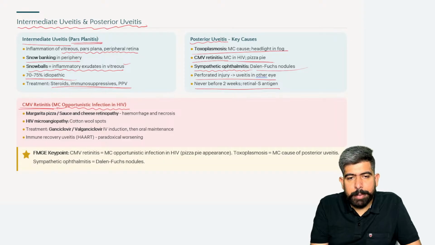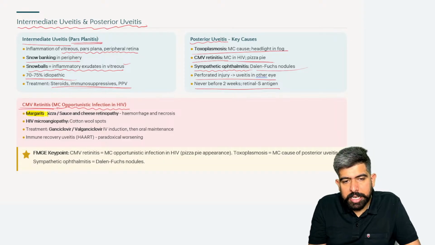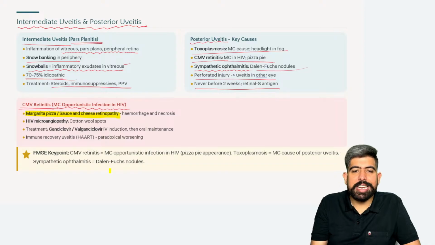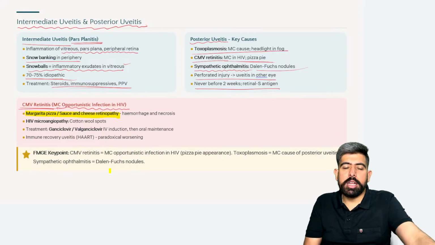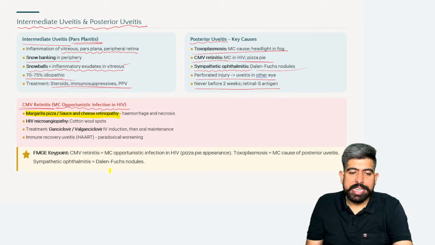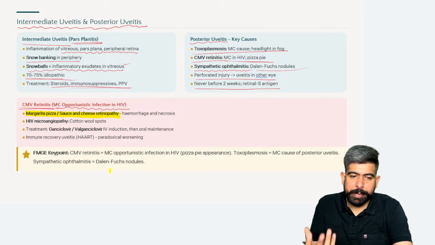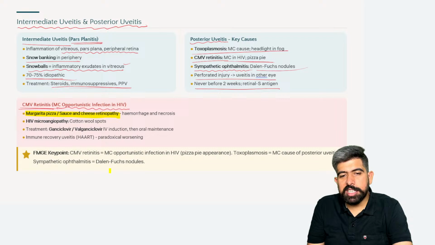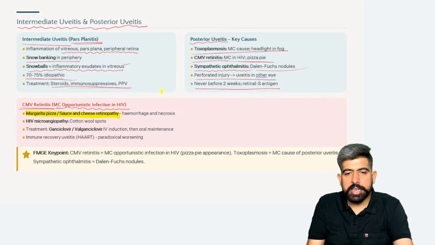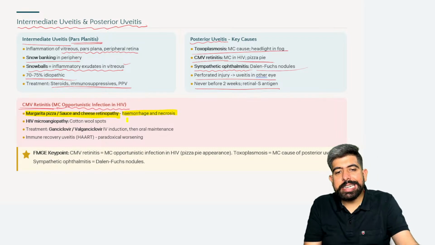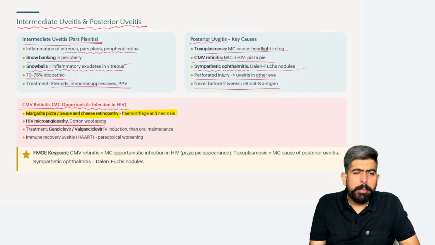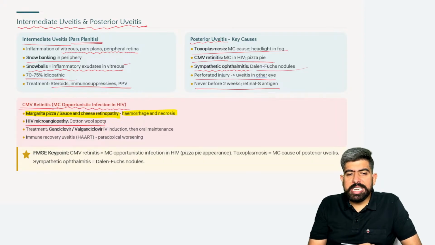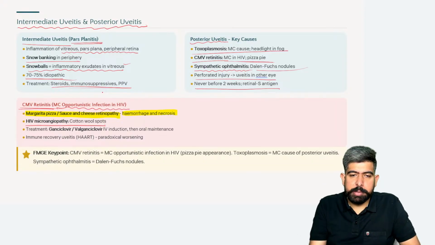Now there is the Margherita pizza. Please remember the Margherita pizza, because of the sauce and cheesy retinopathy. The retinopathy looks like fatty exudates, which is cheesy, and red because of your blood vessel leakage. So we can say this is the Margherita pizza sign, and also we can say sauce and cheesy retinopathy, right? Because of the hemorrhage and the necrosis. And in this case, please remember HIV microangiopathy will be seen, and due to this the cotton wool appearance will be seen, right?